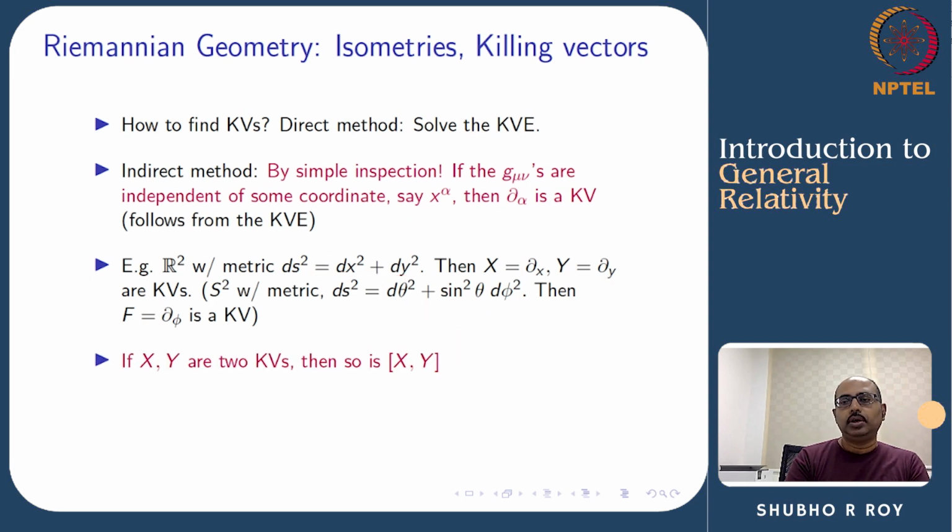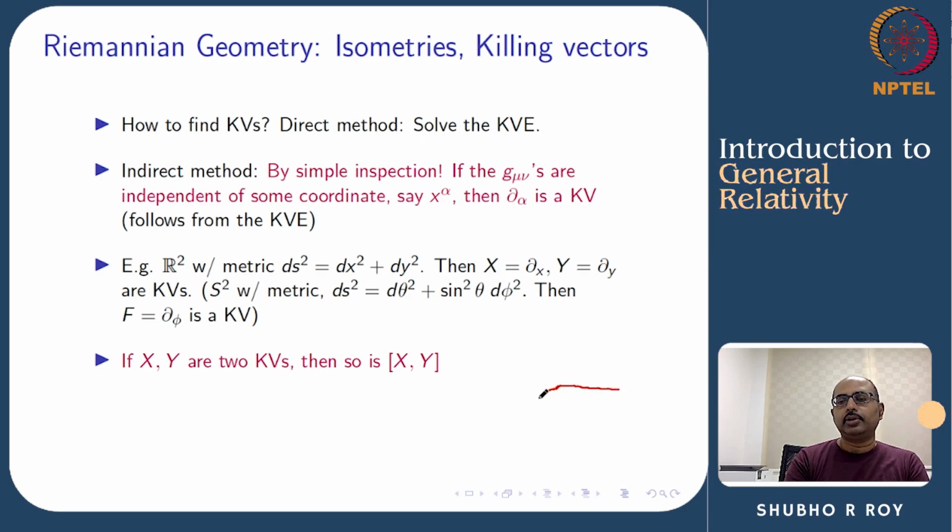Another fact is that if X and Y are two Killing vectors, then the Lie bracket of X and Y is also going to be a Killing vector. This fact can be explained heuristically a little bit. So this rule can be justified heuristically.